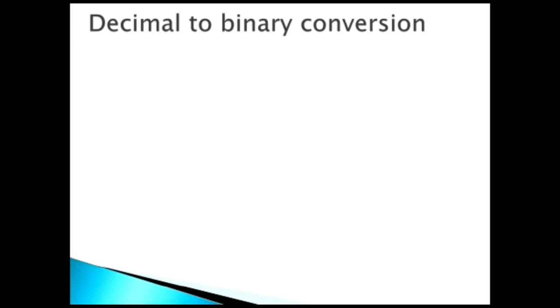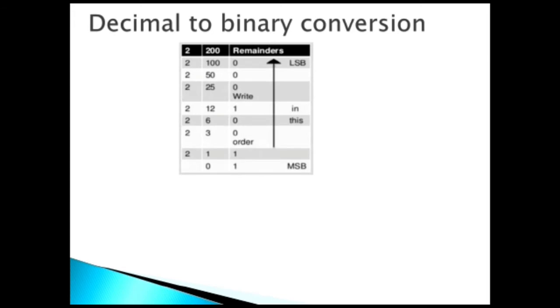Now let us see the conversion of one number system to another number system. Let us discuss decimal to binary conversion. Suppose we are to convert 200 decimal into a binary number. We will divide 200 by the base, that is 2 in the case of binary. We will get the result 100 and remainder is 0.